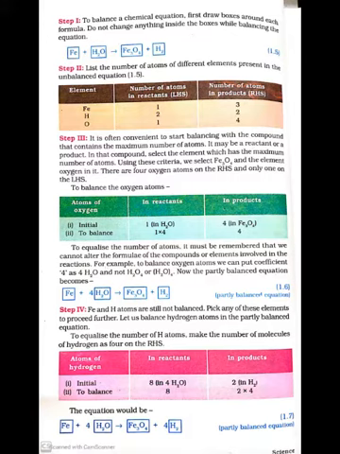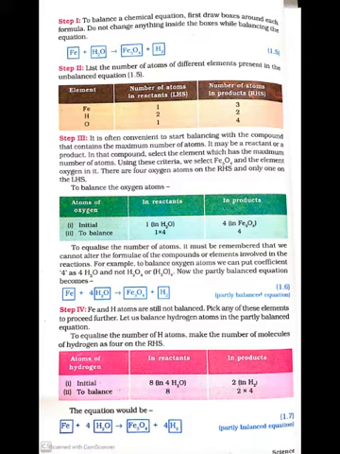Now the partly balanced equation becomes Fe plus 4H2O is equal to Fe3O4 plus H2. Step 4. Fe and H atoms are still not balanced. Pick any of these elements to proceed further. Let us balance the hydrogen atom in the partly balanced equation. To equalize the number of hydrogen atoms, make the number of molecules of hydrogen as 4 on the RHS.